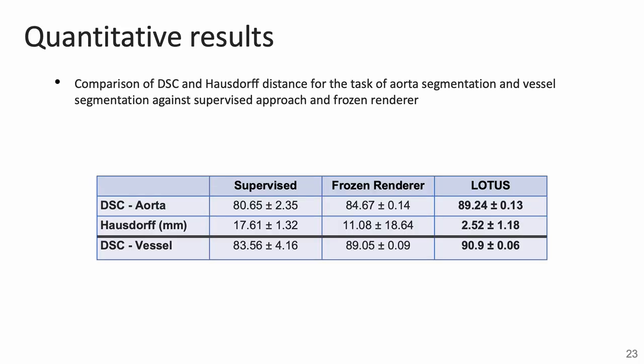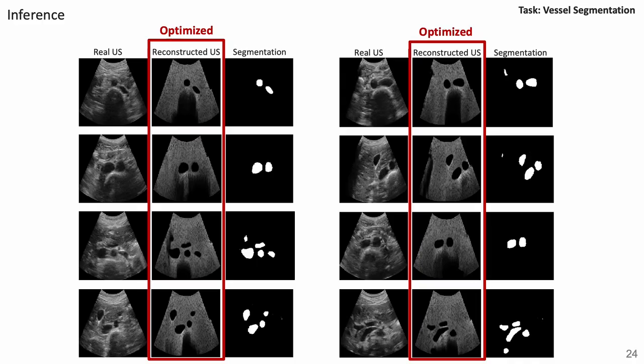We perform both quantitative and qualitative experiments. We compare the performance of LOTUS against a fully supervised approach and against the frozen renderer with default parameters. LOTUS achieves a higher Dice score and lower Hausdorff distance for aorta segmentation and gives the best Dice score for vessel segmentation. We show qualitative results during inference for the task of vessel segmentation.